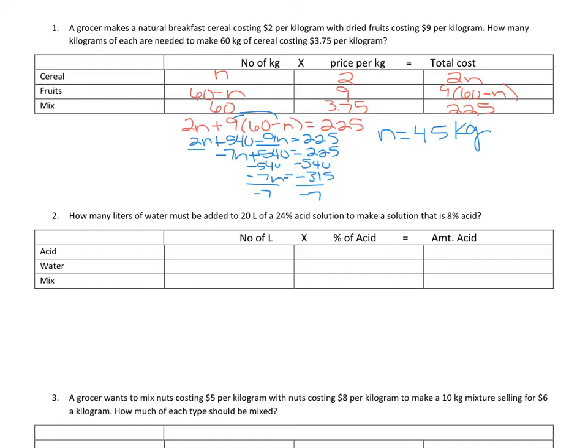No, because I wanted how much of each. Right? And 15 kilograms of fruit. Good. I have 15 kilograms of fruit, and I have 45 kilograms of cereal. Make sure you answer the question completely. And when you're working on your homework, you need to tell me 45 kilograms of cereal and then 15 kilograms of fruit. Because if you just say 45 kilograms and 15 kilograms, I have no idea what you're talking about.